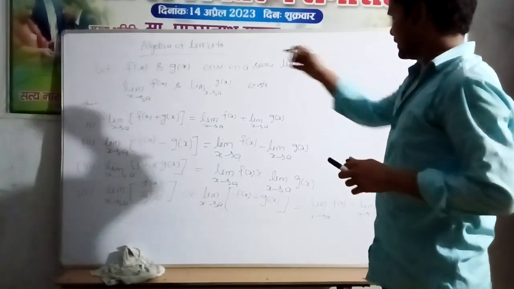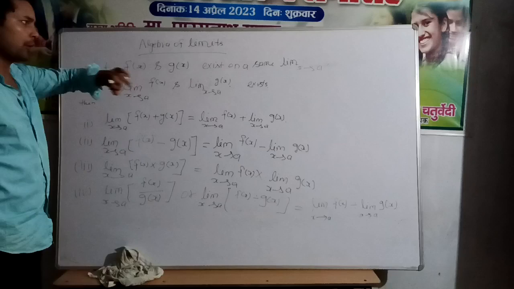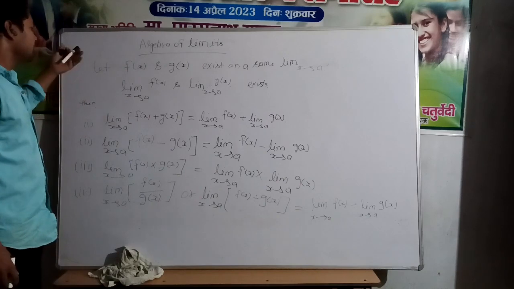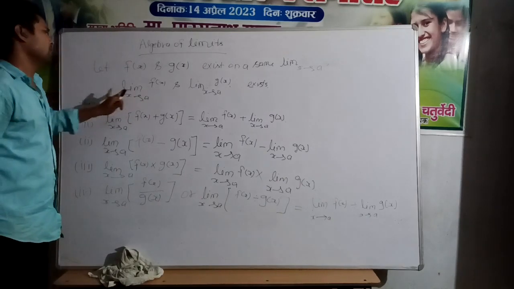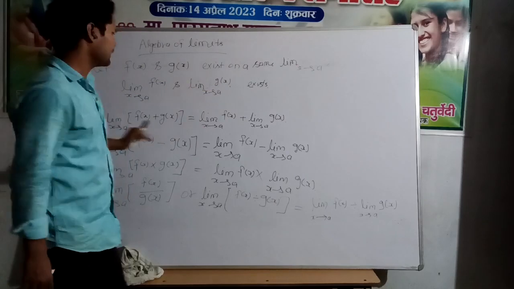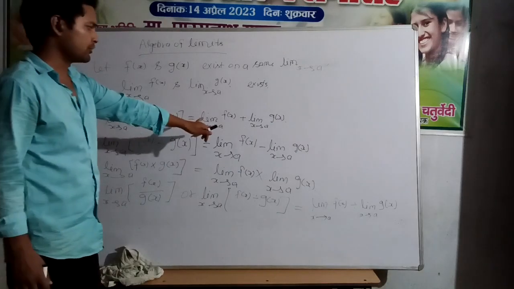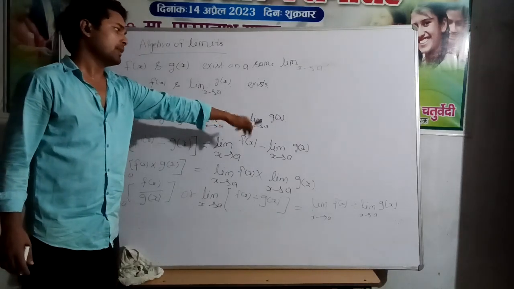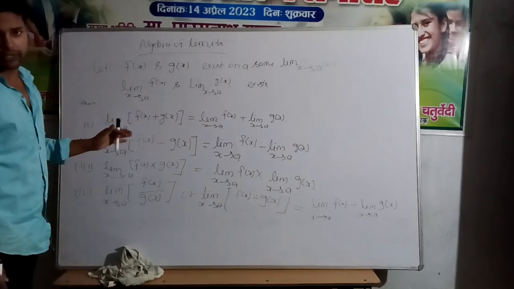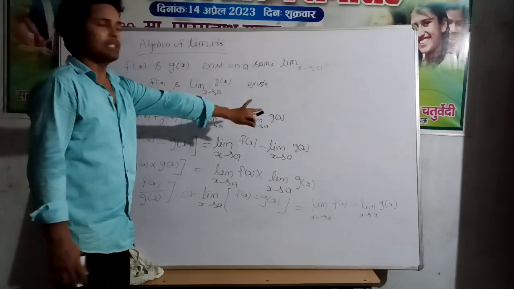Okay guys, first of all let's explain the simple one. Let f(x) and g(x) have the same limits, x tending to a. Then we can say the limits of f(x) and g(x) exist here. Then the limit x tends to a of f(x) plus g(x) is equal to the limit x tends to a of f(x) plus the limit x tends to a of g(x). If the function is the sum of two functions, then we can say the limit is the sum of the individual limits.